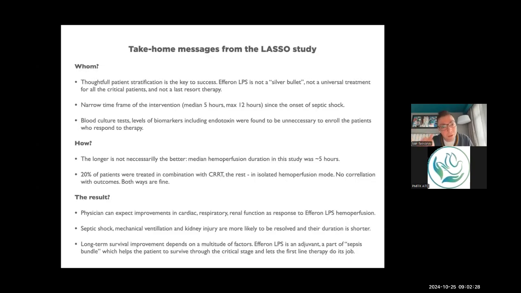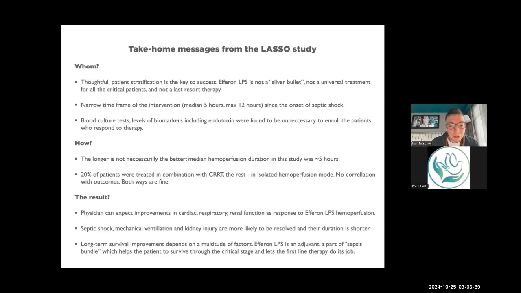And take-home messages from this study: I would like to emphasize once more that it is not a silver bullet, not a last resort therapy. We have a narrow time frame for the intervention since the onset of septic shock or since the ICU admission, whatever makes the time point 0 here, right? And neither blood culture tests, nor certain levels of biomarkers, including endotoxin, were found to be necessary to enroll benefiting patients. Also, longer is not necessarily better. The median hemoperfusion duration was just 5 hours and 20% of patients were combined with CRRT, the rest isolated hemoperfusion. Both ways are fine. I think how a physician feels here, what is more convenient to him, is the most important consideration.